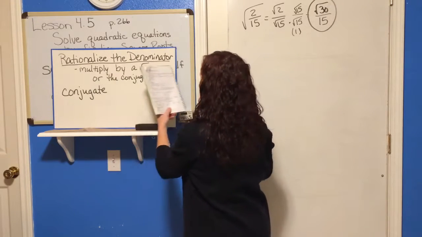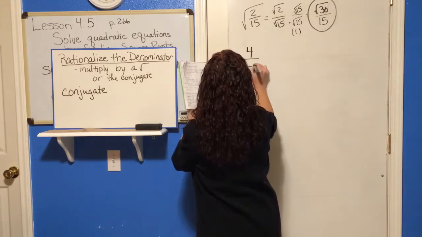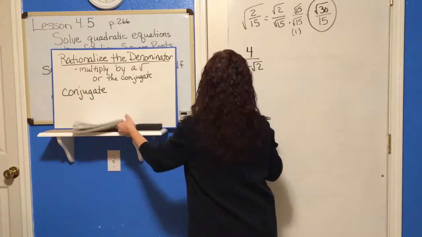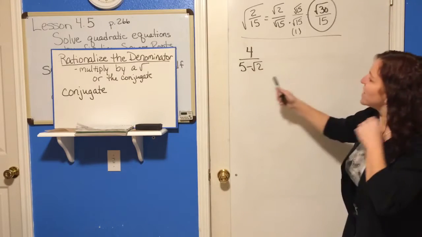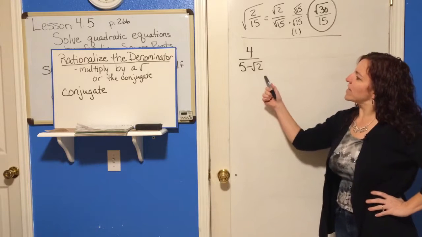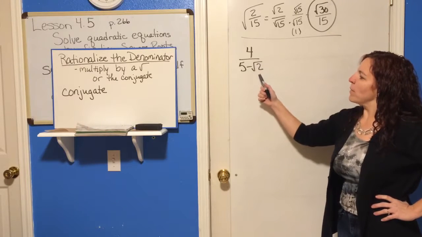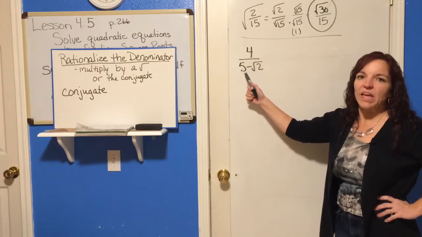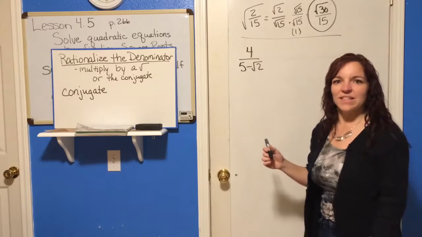All right, but what if you have something that looks like this? Now, if I multiply on the top and bottom by the square root of 2, that'll help this part. But remember, we have to multiply everything by everything. So then we'll have 5 times the square root of 2. Well, that doesn't help us at all.